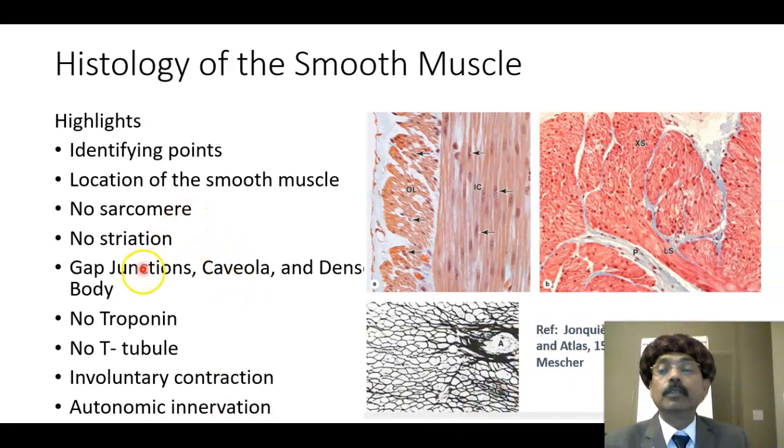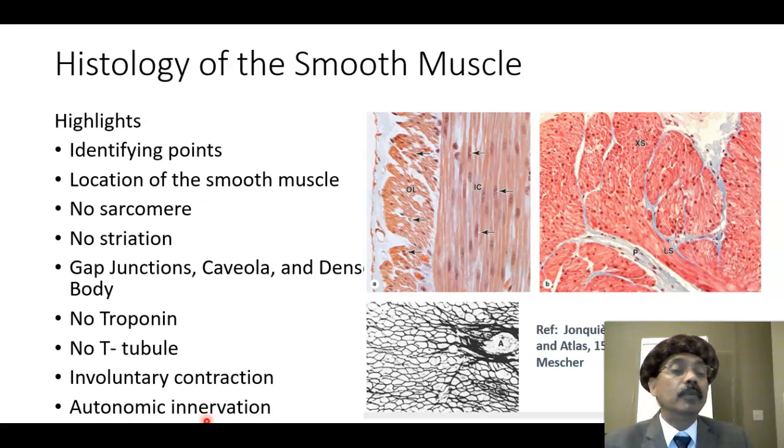No sarcomere, no striation. There is a gap junction, we call it nexus. Caveolae are invaginations of the cell membrane on the smooth muscle associated with calcium transfer function. The dense body is present in the cytoplasm, the site of attachment of the actin filament and also the intermediate filaments, desmin and vimentin. No troponin, no T-tubule, involuntary contraction, and innervated by the autonomic nervous system, sympathetic and parasympathetic.